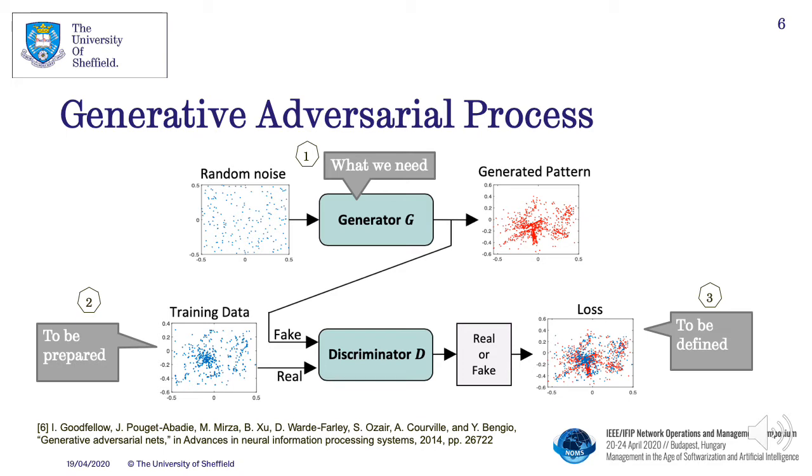And thirdly, we need to define a loss function or a similarity function. That is to say, how to compare the generated and training data, whether they are similar to each other. If they are not similar, how we measure or quantify the loss, that's a problem.